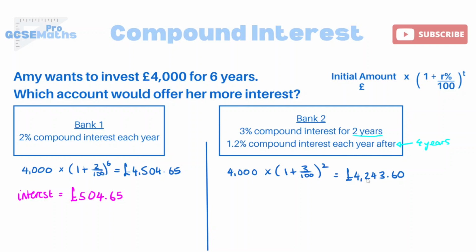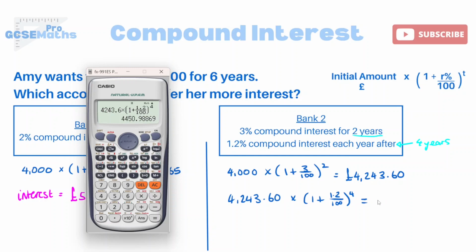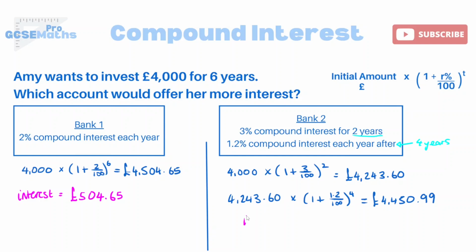And then I need to work out the other 4 years. So my initial amount is now going to be that same value. 4,243.60 is the new initial amount that I need to use. And obviously my interest rate has changed to 1.2%. And then for 4 years, which gives me £4,450.99 if I do it to 2 decimal places. So again, my interest, I just have to subtract the initial £4,000 to get just the interest, which would be £450.99. Okay, so that's the working, but it does say which account would offer her more interest, so you have to do a conclusion. So therefore, Bank 1 would be your answer. That would give her more interest.